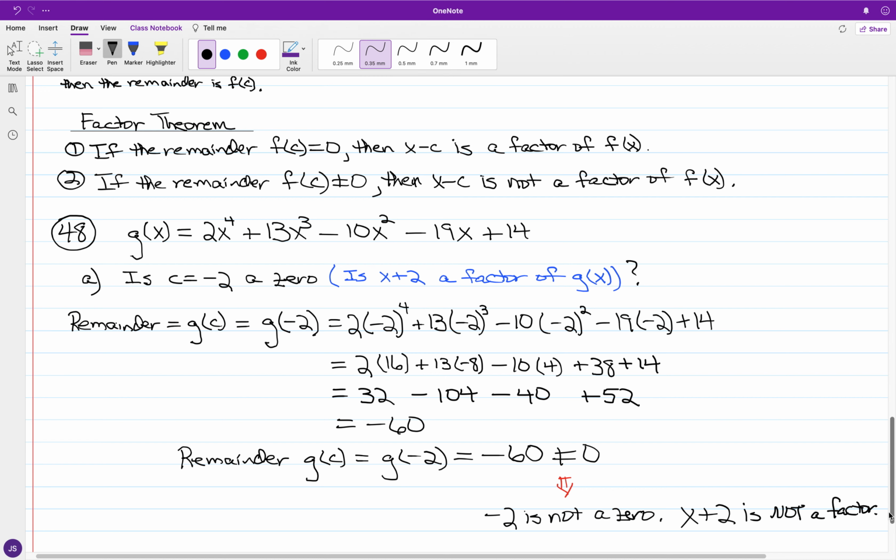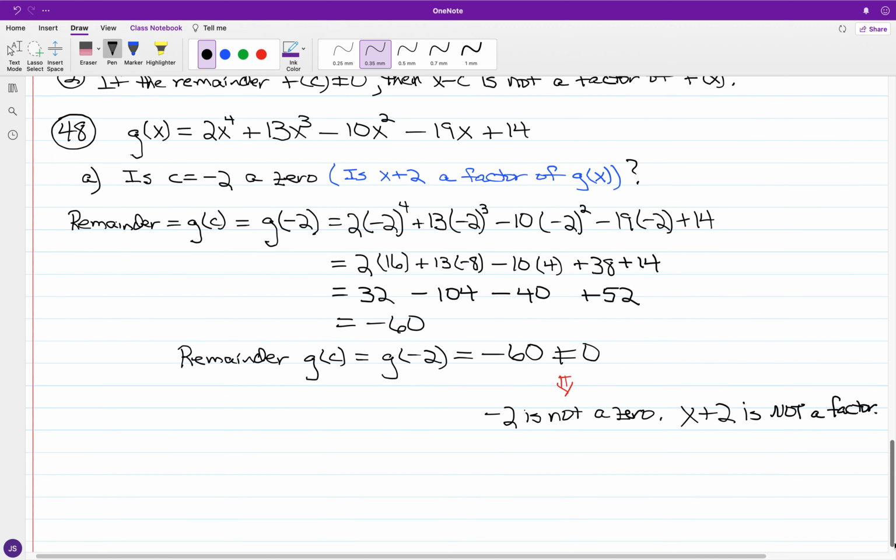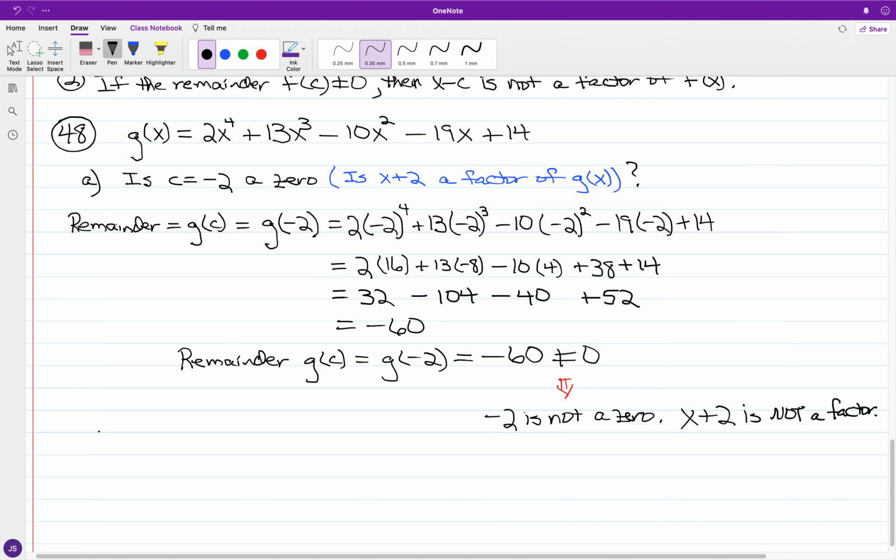Now, with the same polynomial, so -2 is not a 0. Now, for what we have in part B, we have the question: is c equal to -7 a 0? In other words, is x plus 7 a factor?